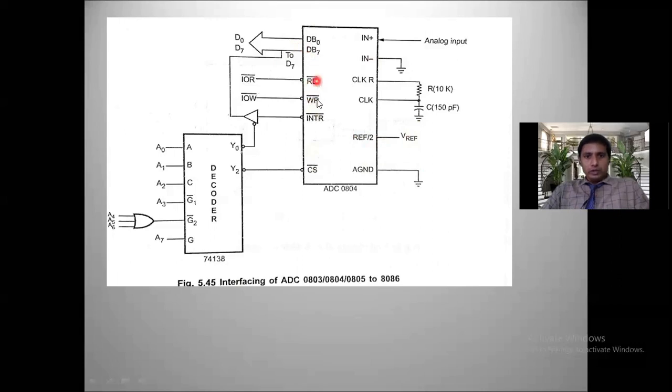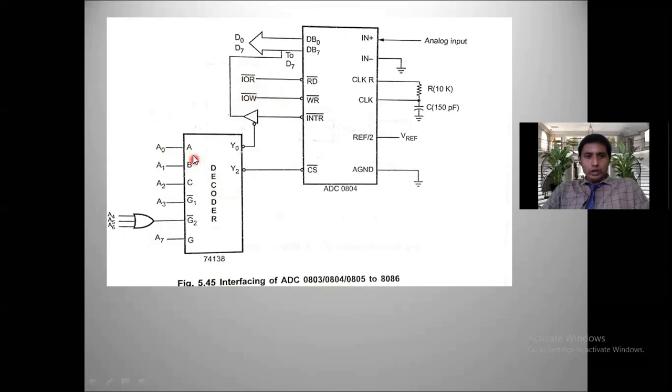Read bar and write bar, these two are connected to the processor's IO read bar and IO write bar, because here I am taking IO mapped IO. For selecting IO mapped IO, the number of address lines should be 8. So here A0 to A7, a total of 8 address lines, I am taking. It is IO mapped IO, not memory mapped IO, because of the 8 address lines. That's why I am calling them IO read bar and IO write bar.